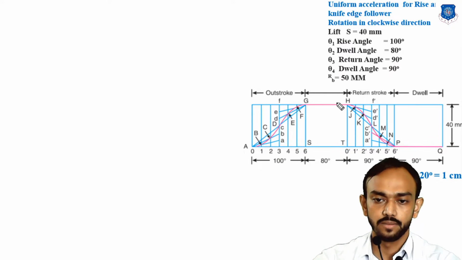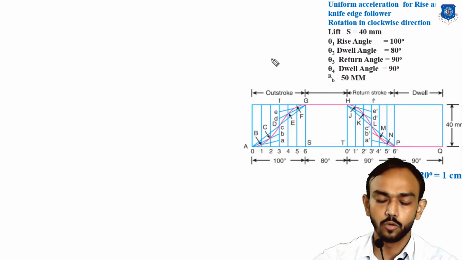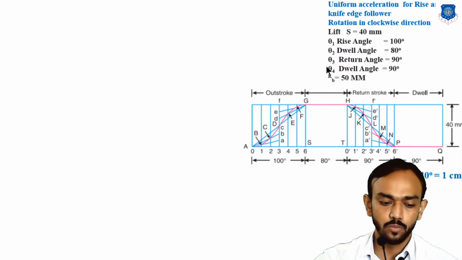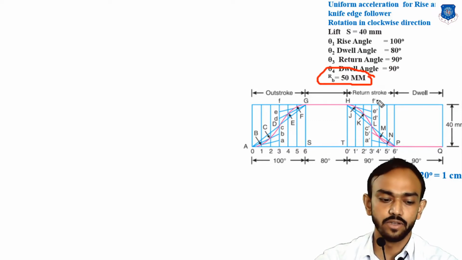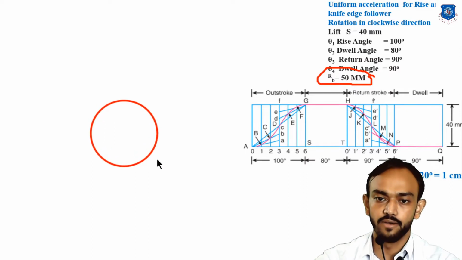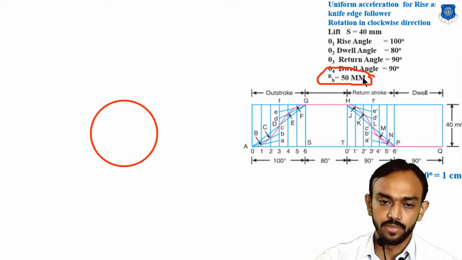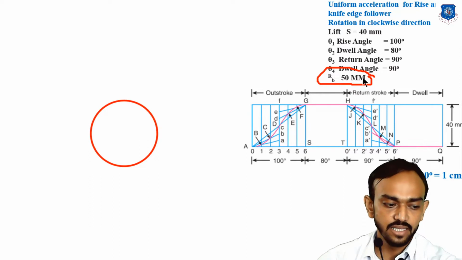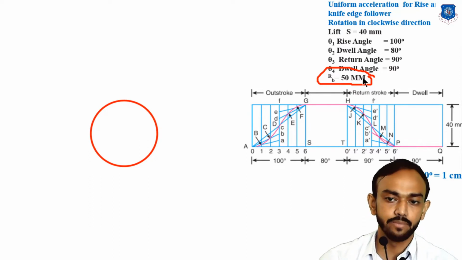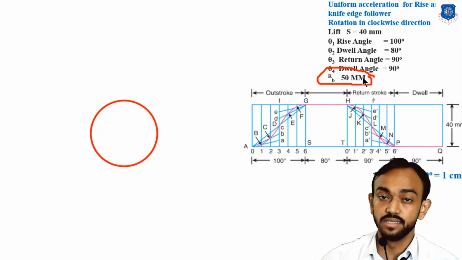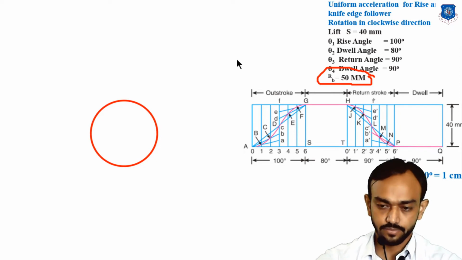Okay, let's start how to make the cam profile. First of all, you know that the base radius is given, so I am going to make a circle of 50 mm, meaning 5 centimeter. In this case we don't need any scale, because we draw the cam profile in a 1 to 1 scale, the original scale. So, a 50 mm circle.